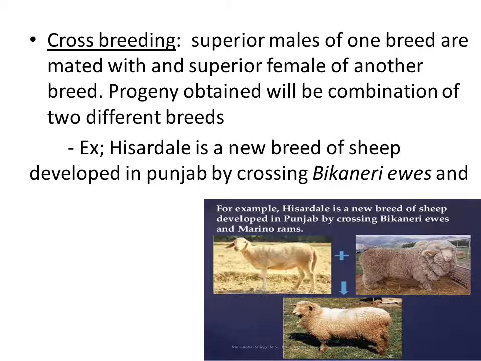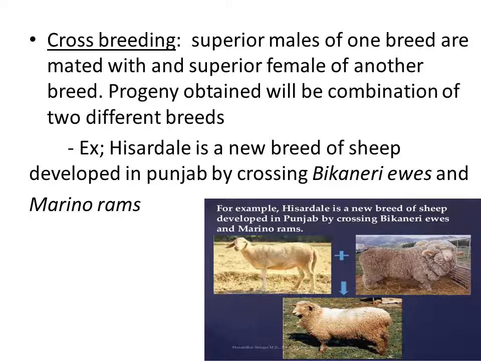One example of crossbreeding is Avivardhini. Sorry, the example is Hisardale. Hisardale is a breed of sheep, which was actually developed in Punjab. What parents were selected in order to raise the Hisardale sheep? The parents are Bikaneri ewes and Merino rams. Bikaneri ewes are one breed of sheep and Merino rams are another breed of sheep.